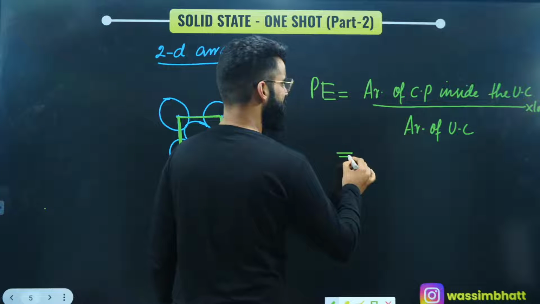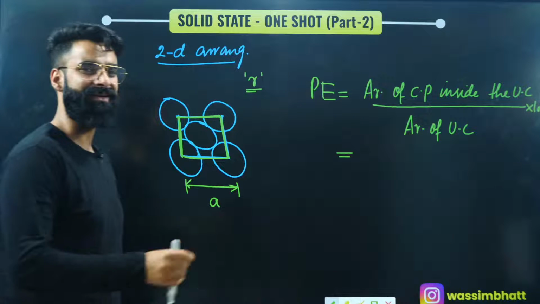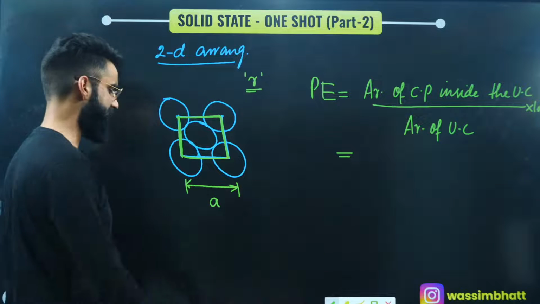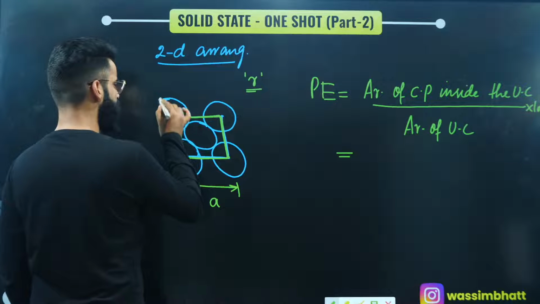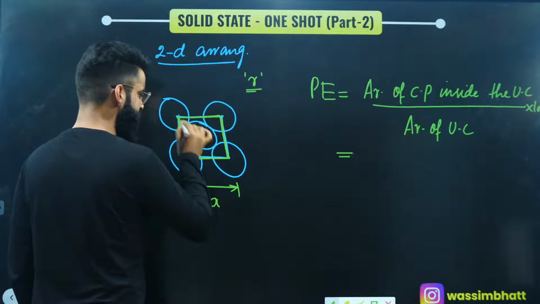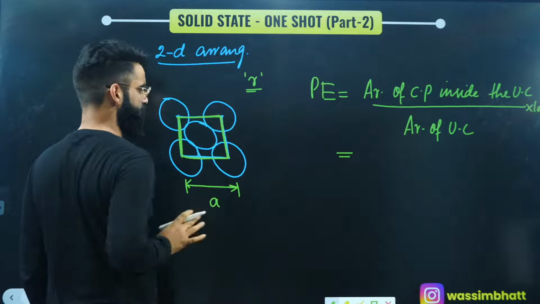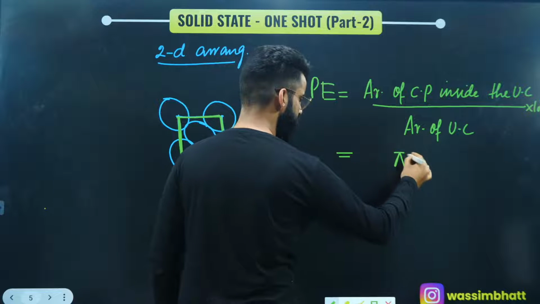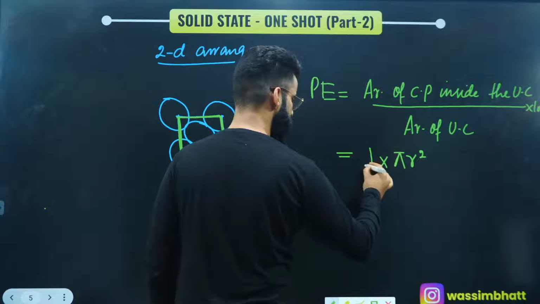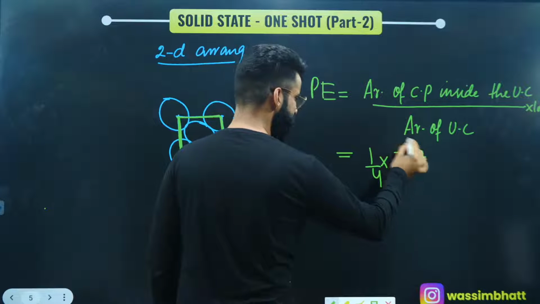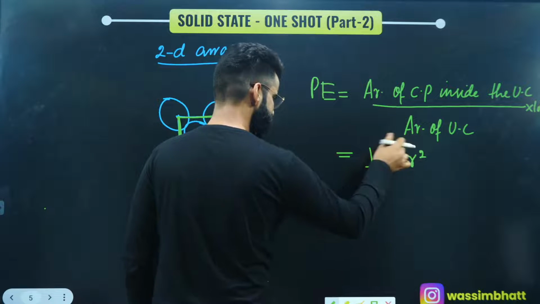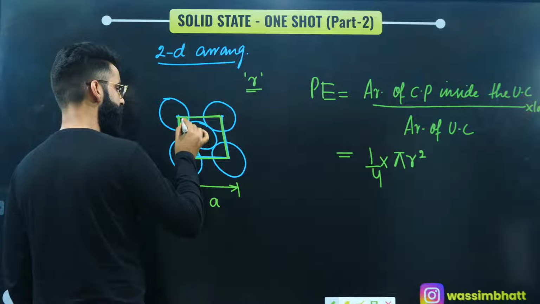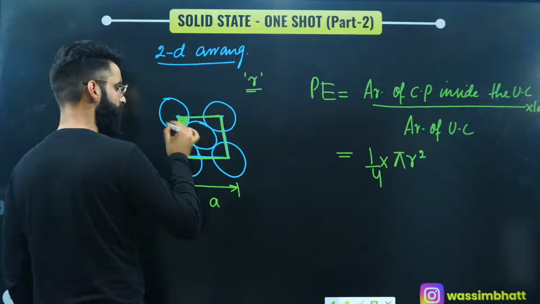Now let's try to calculate the area of the constituent particles that lies inside the unit cell over here. If I talk about this corner particle, its contribution towards this unit cell is 1/4, right? If the area of this whole corner particle is pi r square, I'll be multiplying this pi r square with 1/4. This term gives me the area of the corner particle which lies inside this square, right? I'm talking about this area.